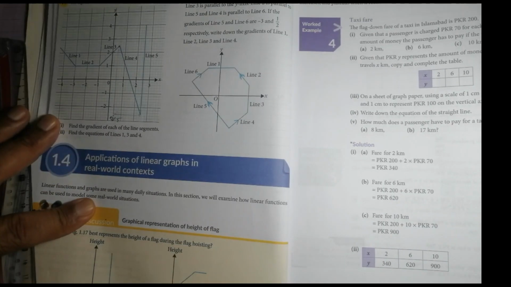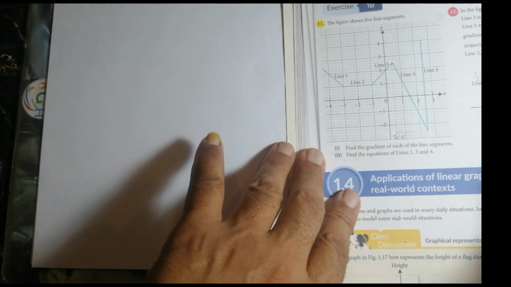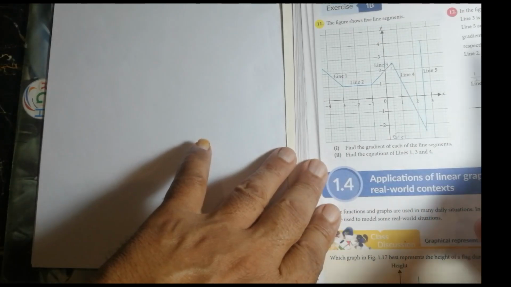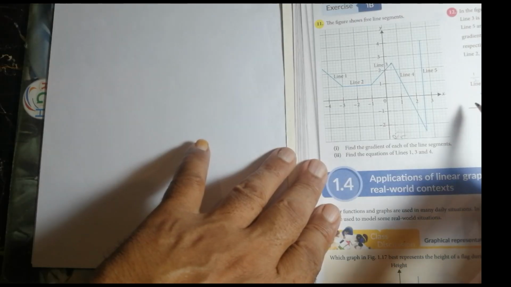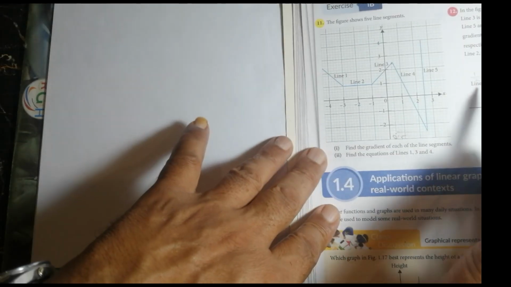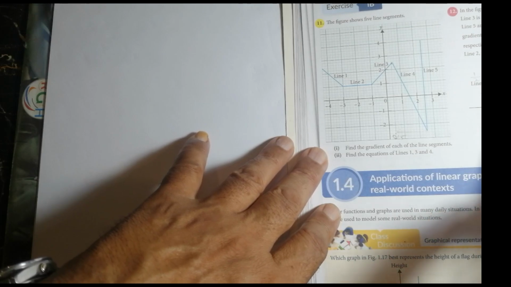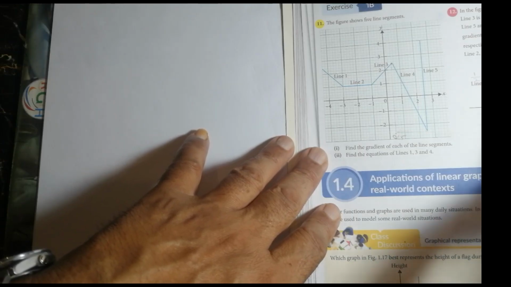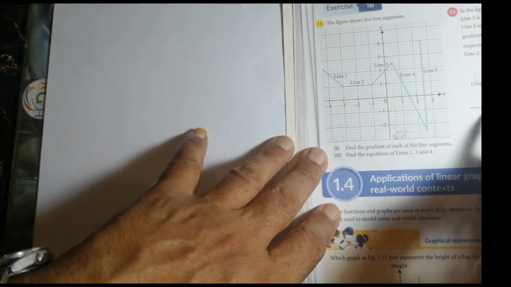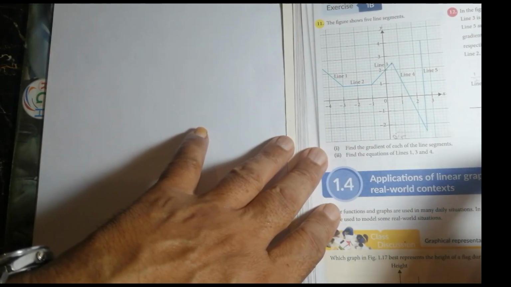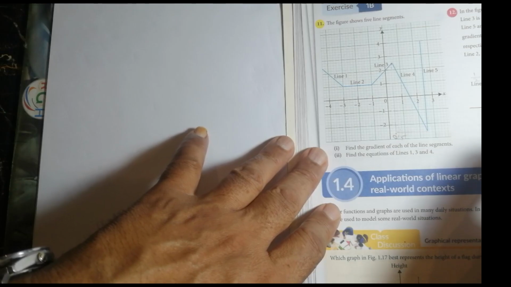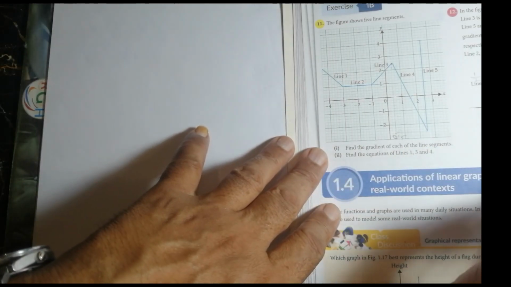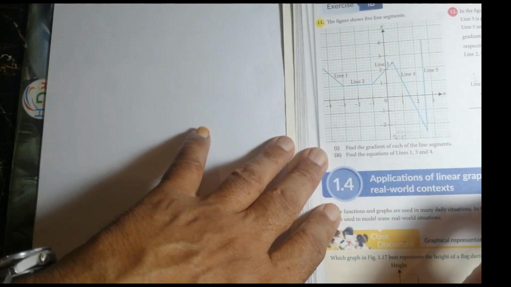Question number 12. In question number 12, 6 lines are given, and the question says the gradients of line 5 and line 6 are -3 and 1 by 2. So gradients are directly given for this line and this line. Now we need to find the gradients of lines 1, 2, 3, 4. See this line, minus line 5. This is parallel to this line. Parallel lines have equal gradients, so its gradient will be -3. And this line is parallel to this one. Its gradient will be 1 by 2.